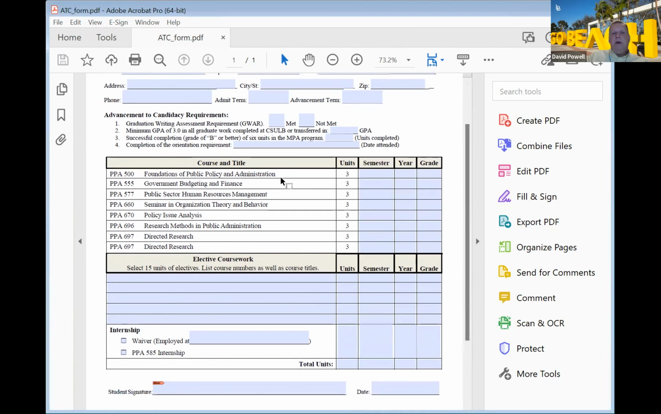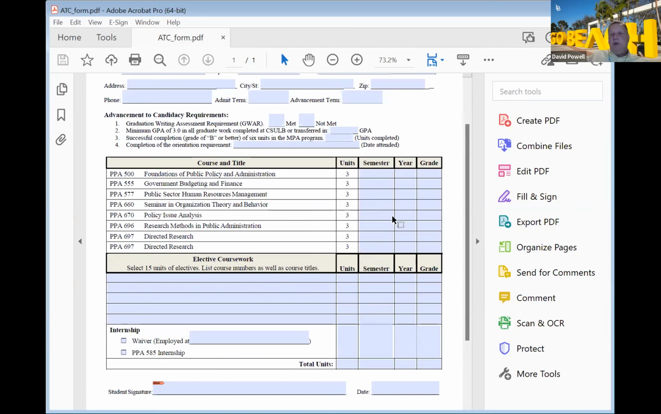Then what I need you to do here is, these are all your core courses: 500, 555, 577, 660, 670, 696, and then 2 sections, 6 units of 697 directed research. What I would like for you to do is list the semester and the year that you plan on taking all of your core courses.